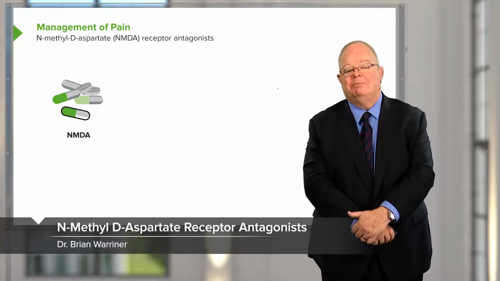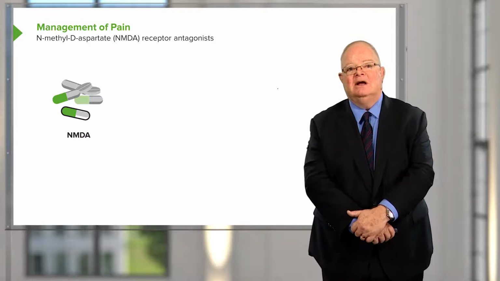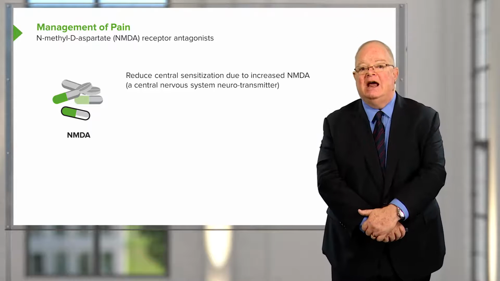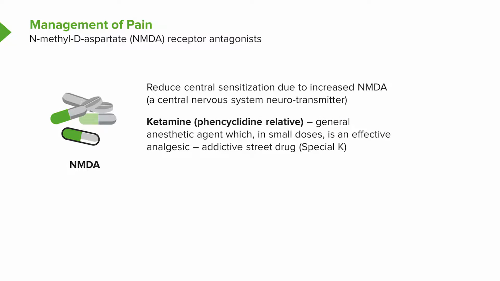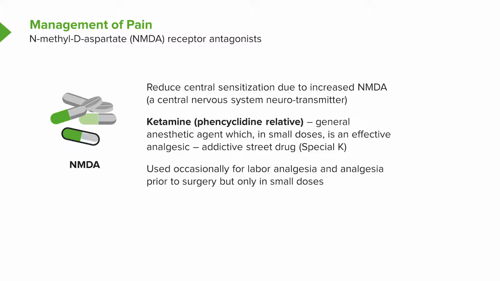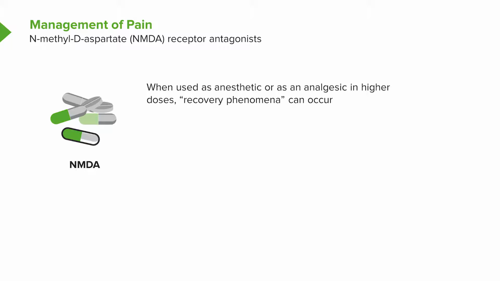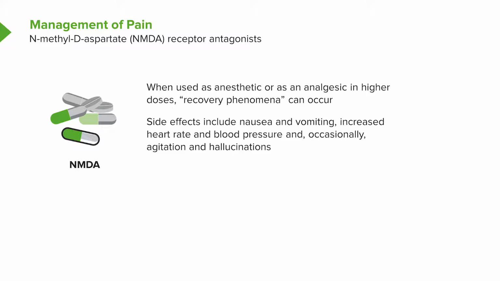N-methyl D-aspartate receptor antagonists, NMDA receptor antagonists, can reduce central sensitization due to increased NMDA, which is a central nervous system neurotransmitter. So ketamine is a general anesthetic, which we've mentioned, but in small doses, it's an effective analgesic. It's also currently become a drug of abuse, and it has become a street drug, and the name on the street is Special K. Ketamine is also occasionally used for labor analgesia and analgesia prior to surgery, but only in very small doses. When used as an anesthetic or an analgesic in higher doses, it can produce the recovery phenomena that I mentioned in a previous lecture. Other side effects include nausea and vomiting, increased heart rate and blood pressure, and occasionally agitation and hallucinations.